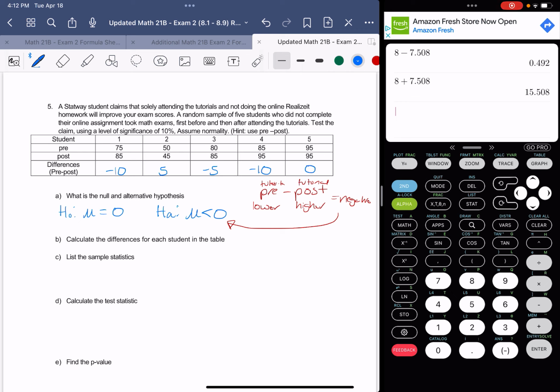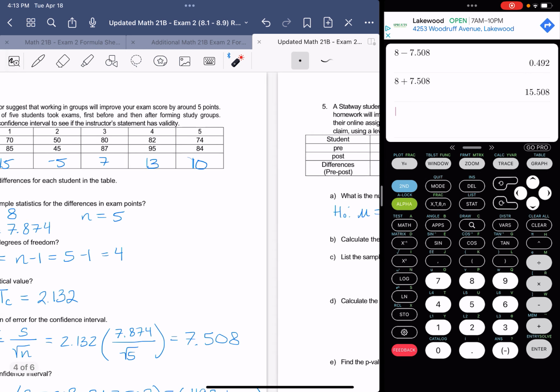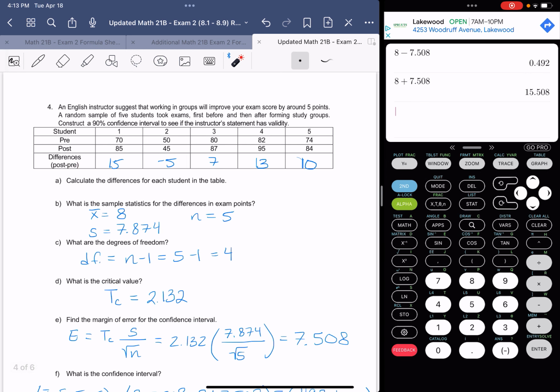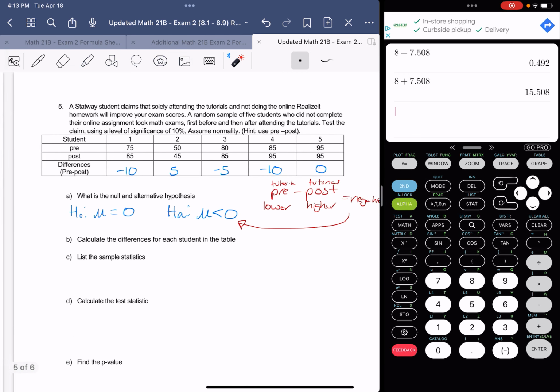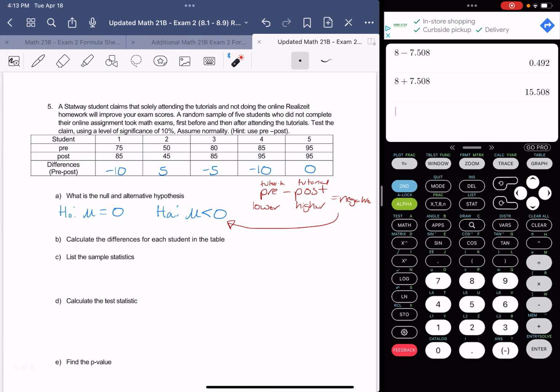Again, the order matters. It said pre minus post, so I did top row minus bottom row. In the previous example, it was post minus pre, so we did the bottom row minus the top row. The order matters. Part C, list the sample statistics. So we know that's the mean, the standard deviation, and n. Let's start off with the n.